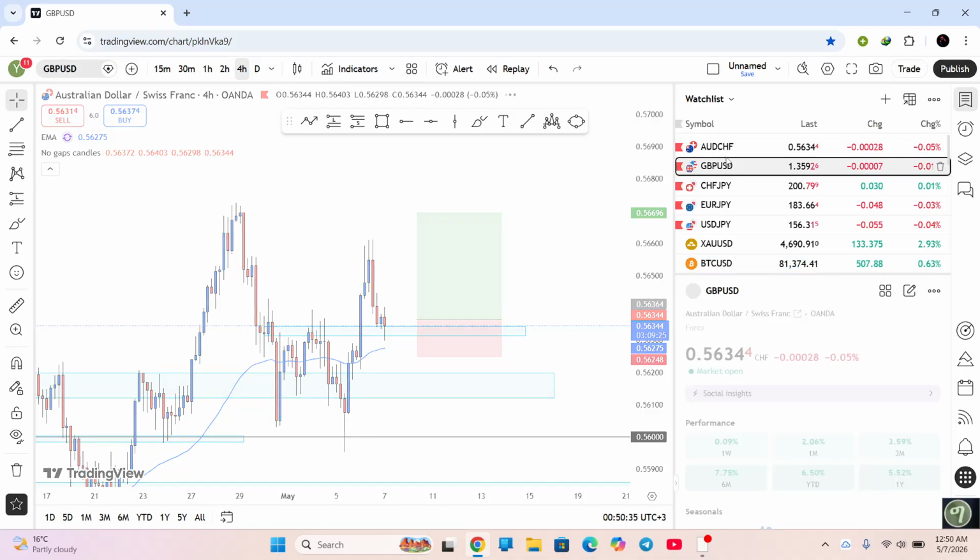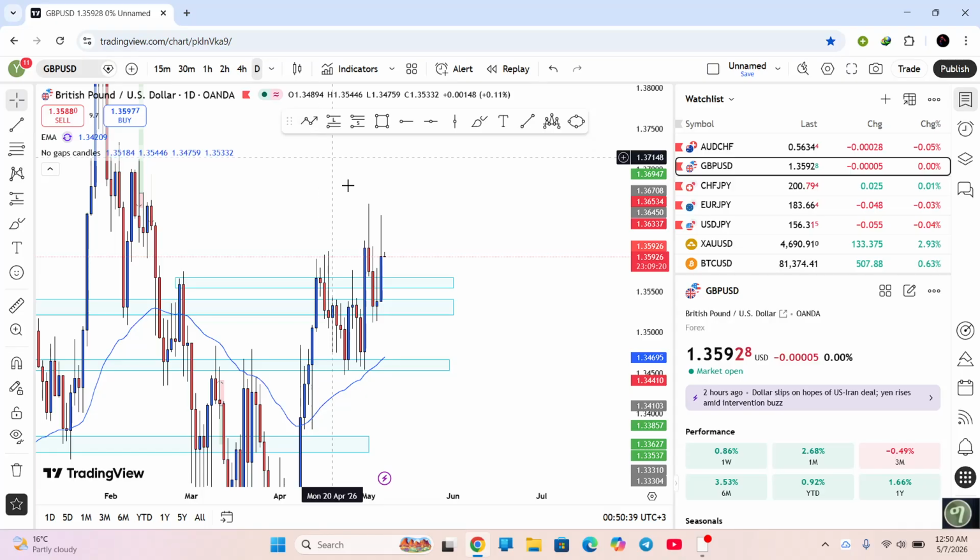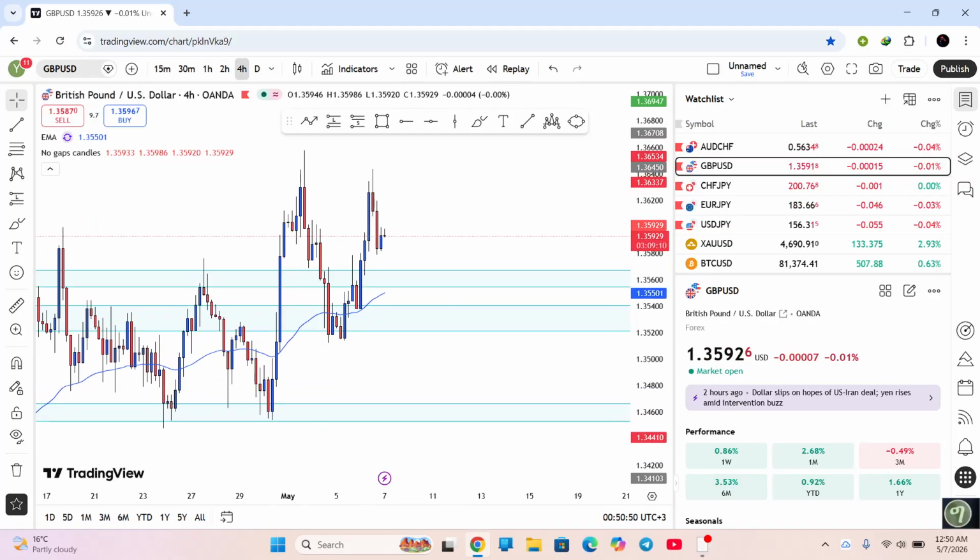Okay, the second one is GBPUSD. GBPUSD also the same setup. We formed this beautiful bullish engulfing, and I'm waiting for price to give me a quick downside weak pullback, then to keep going to the upside on the 4 hour time frame.